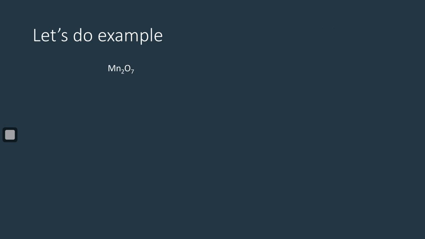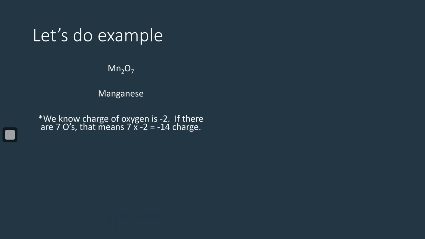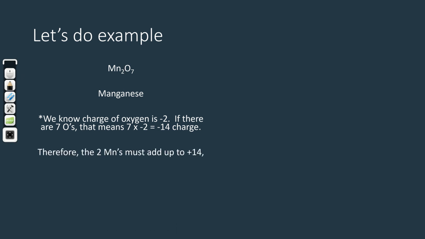For Mn2O7, it's manganese. We know the charge of oxygen is -2. We will always know the charge of the other element. I usually like to draw it out and put a line in between them. Because I know all the oxygens are -2 and there's 7 of them, there's a total of -14 charge coming from the oxygen. Which means I need a +14 charge from manganese, but I have 2 of them. So I need to divide this by 2, and guess what? Each of the manganese has a +7 charge.